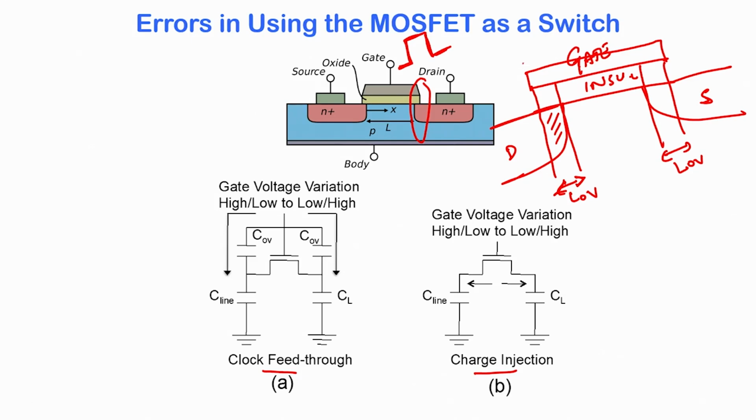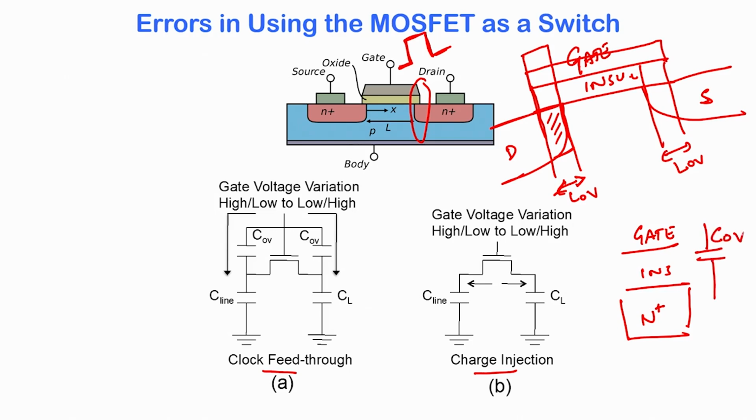So, let us look at this cross section under this overlap. What do we have? We have the gate metal, we have an insulator and we have a heavily doped drain electrode, which is essentially a parallel plate capacitor. So, essentially you have a capacitor which we will call the overlap capacitor. And what is the capacitance of this overlap capacitor?